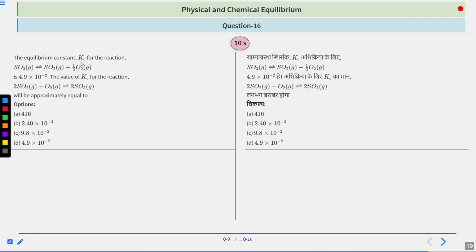Next question. The equilibrium constant Kc for the reaction, which is sulfur trioxide going to sulfur dioxide and half oxygen gaseous, is 4.9 into 10 to the power minus 2. The value of Kc for this reaction will be approximately equal to A 416, B 2.40 into 10 to the power minus 3, C 9.8 into 10 to the power minus 2, and D 4.9 into 10 to the power minus 2. So your time to solve this question starts now.